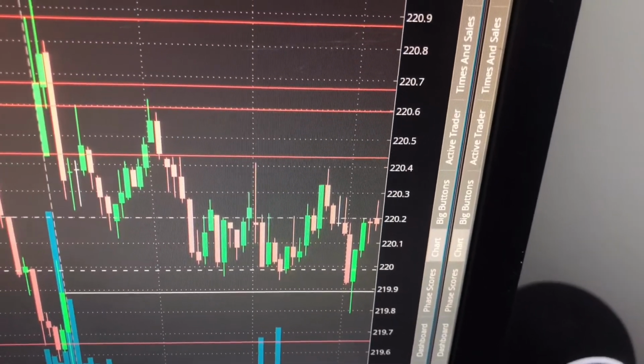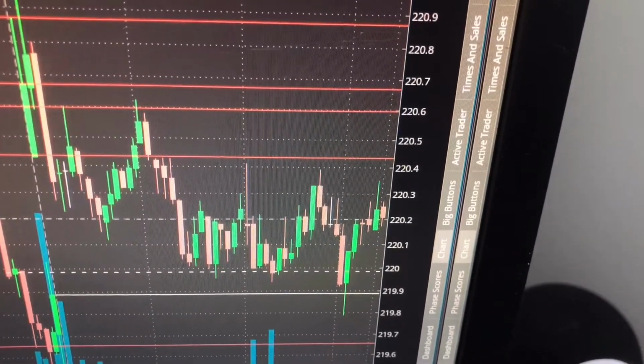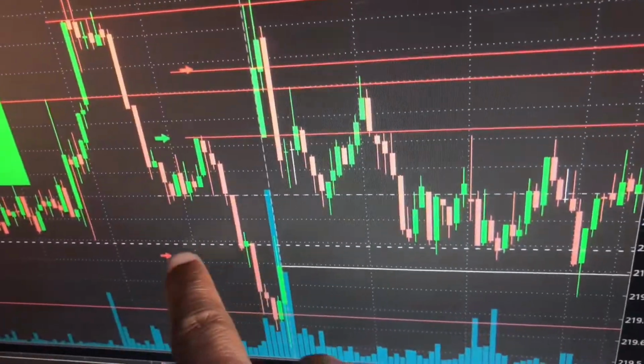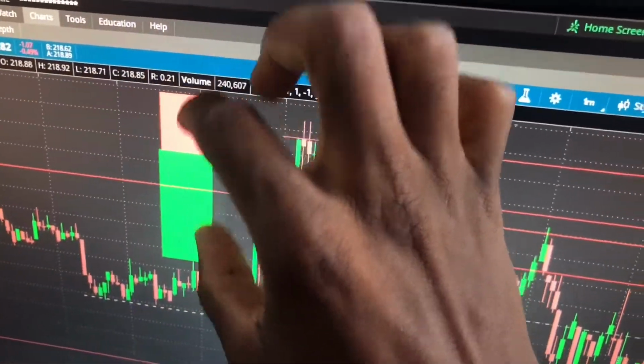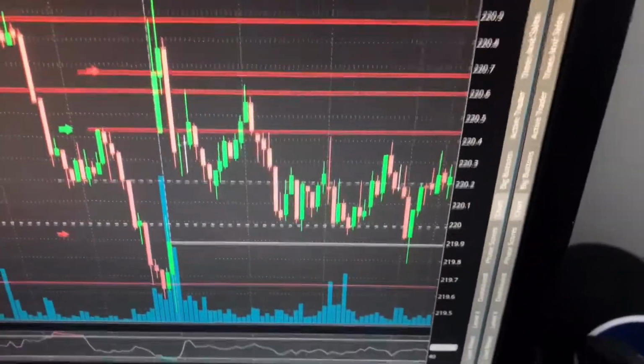Exactly, bouncing. All right. We exited. Remember, we took our profit. This is where we exit. This is the risk. This is the reward. That's how you calculate your trade. That's how you do it.